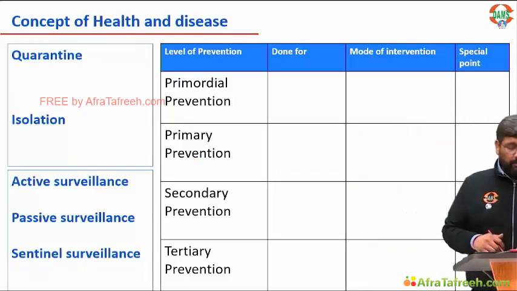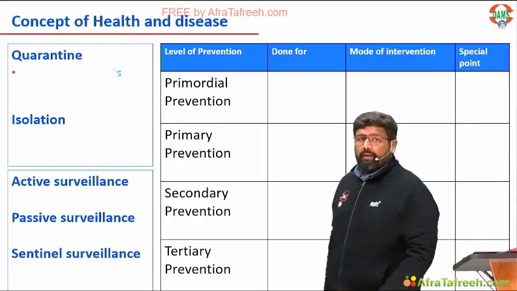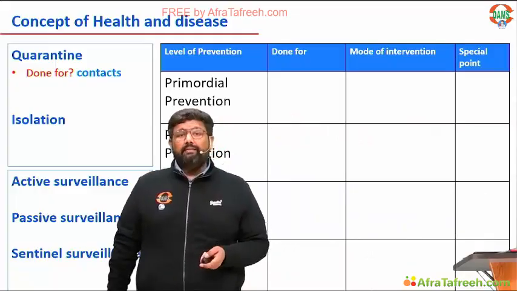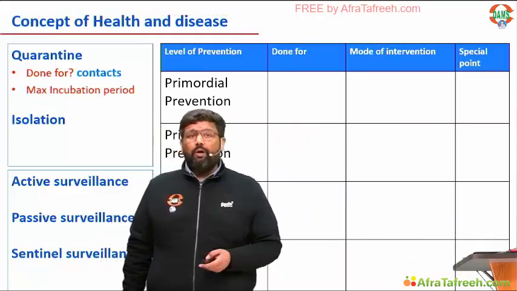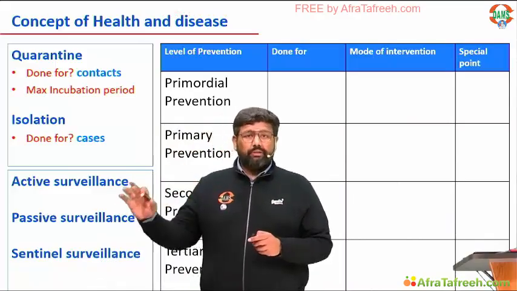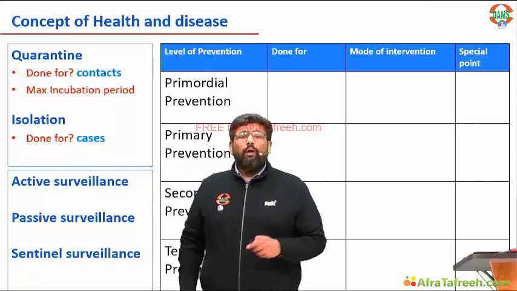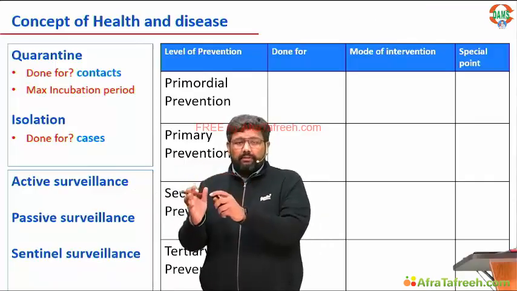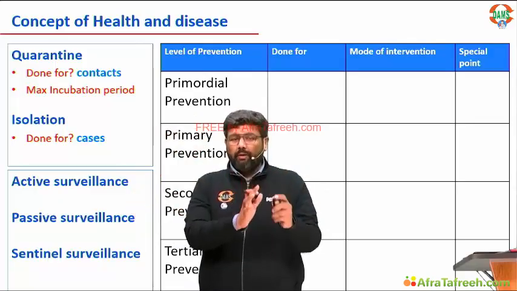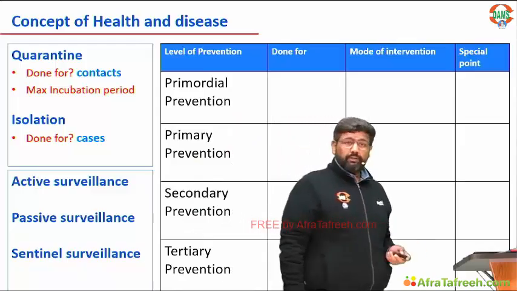Now coming to the concept of health and disease. First is quarantine. Quarantine is done for contacts, whereas isolation is done for cases. If someone is a diagnosed case, isolation. If someone came in contact, then quarantine. We are keeping one person away from all of the community in a room because he is a contact. Till what time? Maximum incubation period.